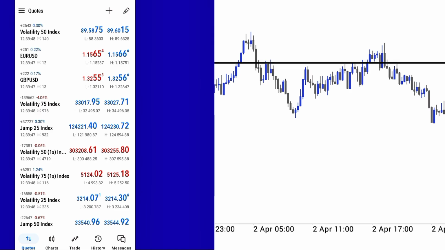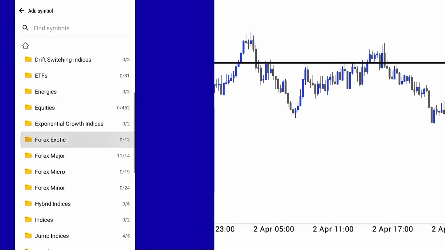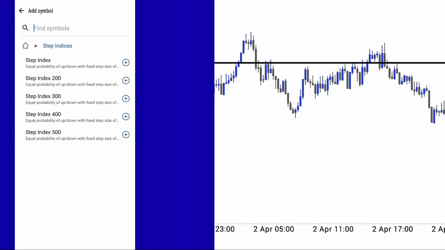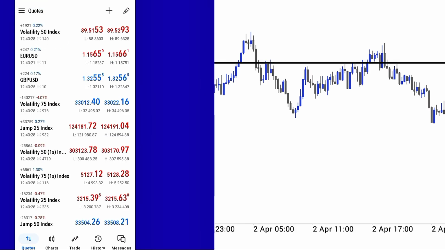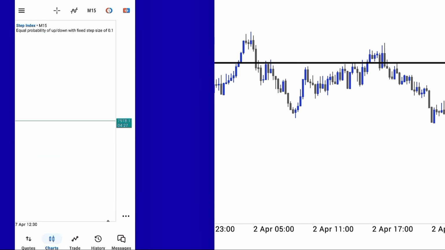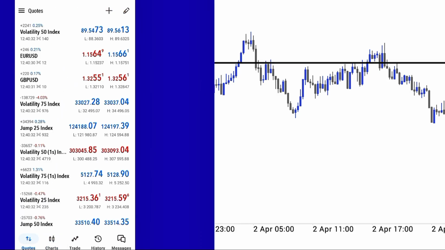Now, if there are some indices that you had in mind before you entered, you can also add them. Like, some people like trading step index. You can add step index. Click on the plus button, and you add it to your chart. So now that's it. You have step index here. Allow it to load, and it will load. Then after that, you can start trading it.